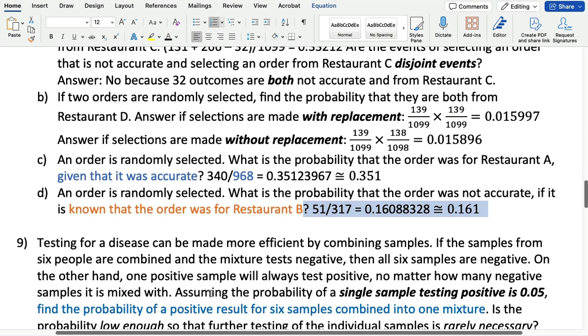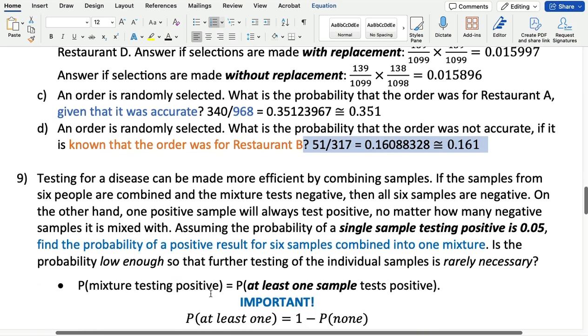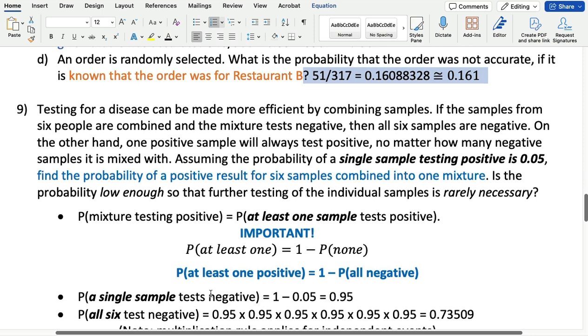All right. And one more question here. Testing for a disease can be made more efficient by combining samples. If the samples from 6 people are combined and the mixture tests negative, then all 6 samples are negative. On the other hand, if you happen to mix a positive sample in with a bunch of negative samples, the sample itself, the mixture, will test positive.